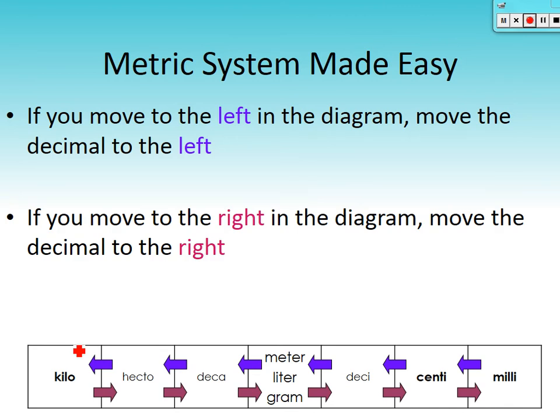However, if you move to the right in the diagram, you're going to move the decimal to the right. So sometimes we're going to go from meters to millimeters. Well, you would just move it 1, 2, 3 decimal places to the right. So it's very easy. If you go left, move the decimal left. If you go to the right, move the decimal right.